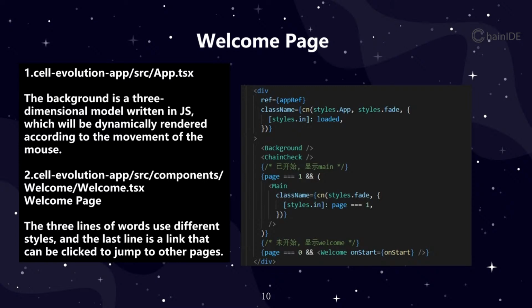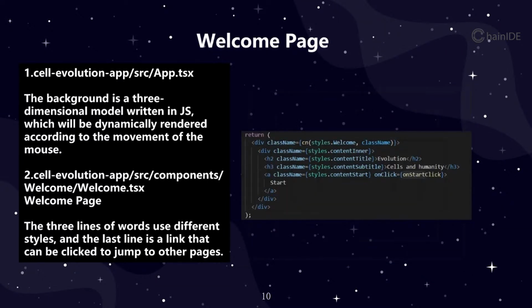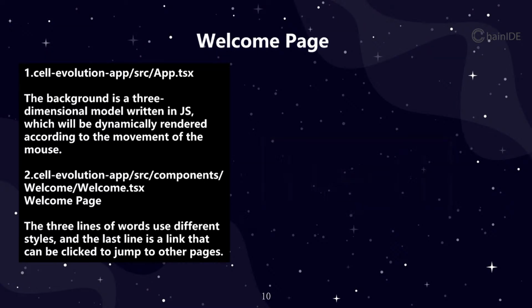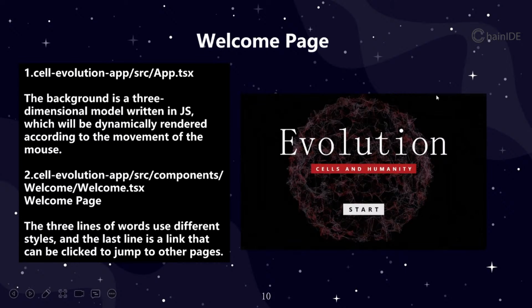Next, it will check the status of the player of the game. Like if he is already in the game, the page variable will equal 1 and it will jump to the game directly. Or if he has never been to this game, it will go to the welcome page. And now we can take a look at the welcome page. The welcome page is a very simple page. Only 3 lines of words in different styles make up the whole picture. The start text can be clicked to jump to other pages because we add an onClick attribute, which achieves the function of a router. So this is the display of our welcome page.